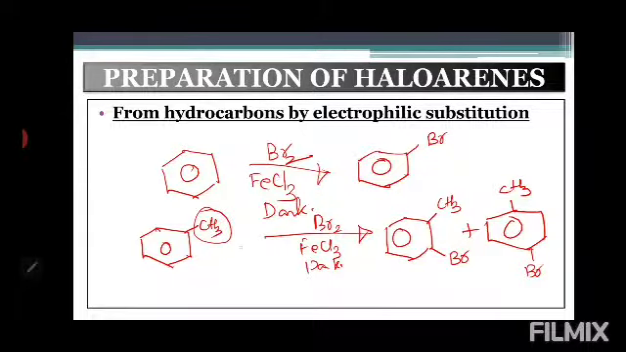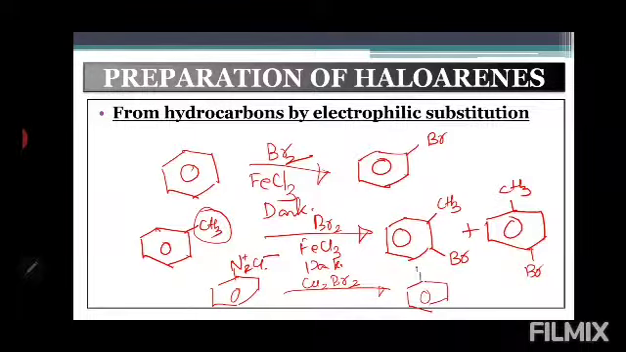Then again, for the preparation of haloarenes, we have done one named reaction, that is the Sandmeyer reaction, and the Gattermann reaction. There, we have the diazonium salt. If you remember, this diazonium salt is treated with cuprous chloride or cuprous bromide, and the N2Cl group will get replaced by bromine or chlorine respectively. So this is another method of preparation of haloarenes, right?